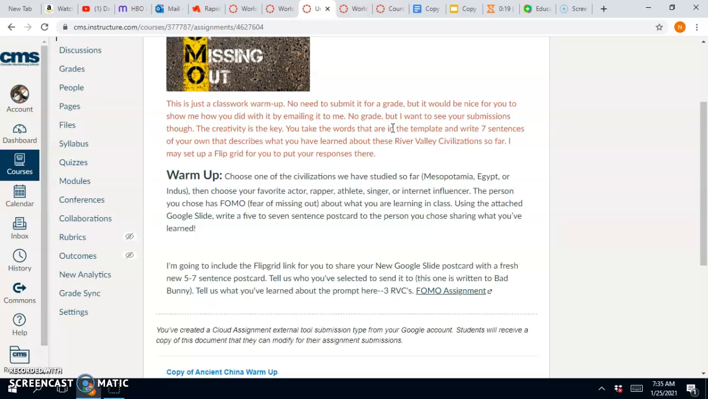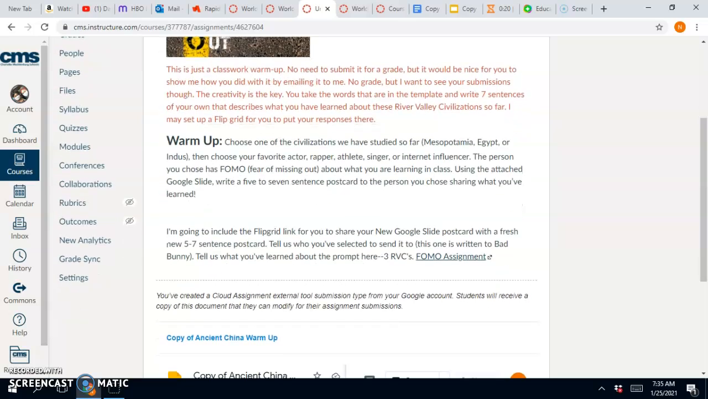Creativity is the key. You take the words that are in the template and you rewrite them because that's just a template to show you how to do it. Take some of those sentences out and write your own. What have you learned so far about these river valley civilizations? Egypt, Mesopotamia, and Indus River Valley. Okay? You see where I said I may set up a flip grid for you to put your responses there? I already did. It's down here at the bottom.